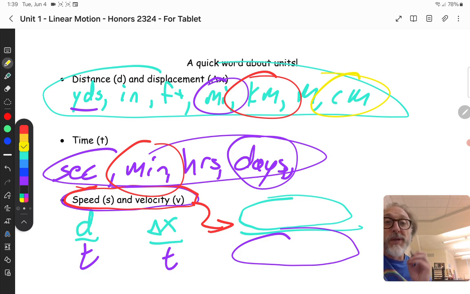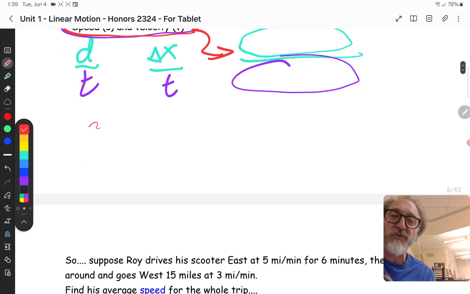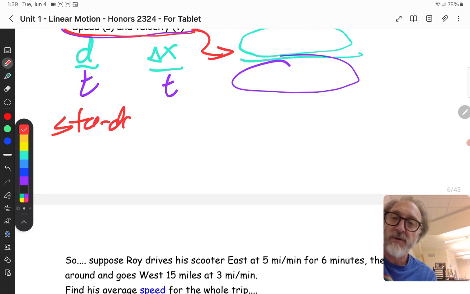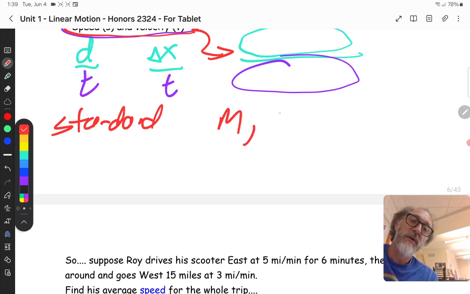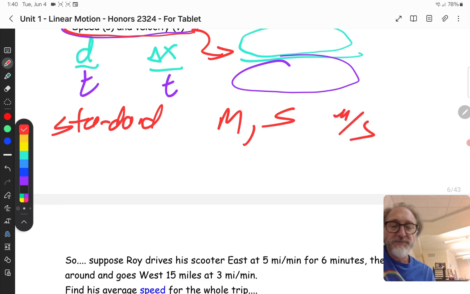When we get a little further into this class, we're pretty much going to stick to metric. So we're going to usually use standard units: meters for distances, seconds for time, and so our velocity and speed are going to be in meters per second. Okay, so let's dig a little bit deeper here.